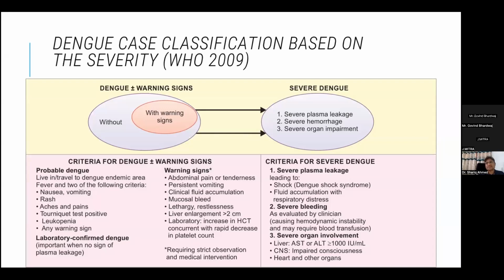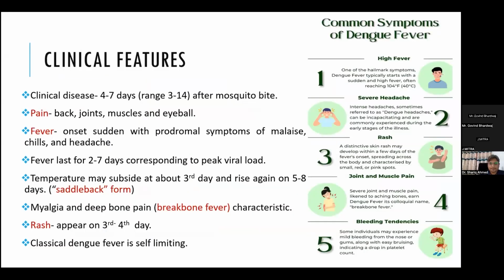Now, what are the criteria of severe dengue? In severe dengue, there is severe plasma leakage, which can lead to shock, or fluid accumulation in the lungs, which can lead to respiratory distress. There can be severe bleeding, leading to hemodynamic instability, and there can be organ failure, which can be detected by raised AST and ALT levels or impaired consciousness, or it can also affect the heart and other organs. So this is the new classification of WHO based on the severity of dengue. This is the comparison of the two.